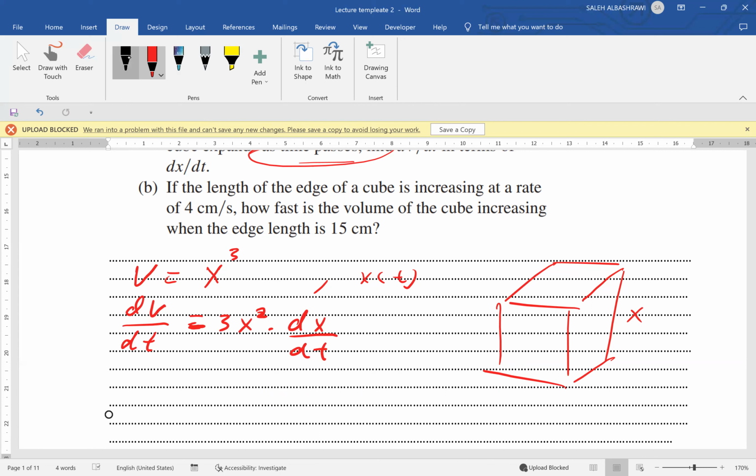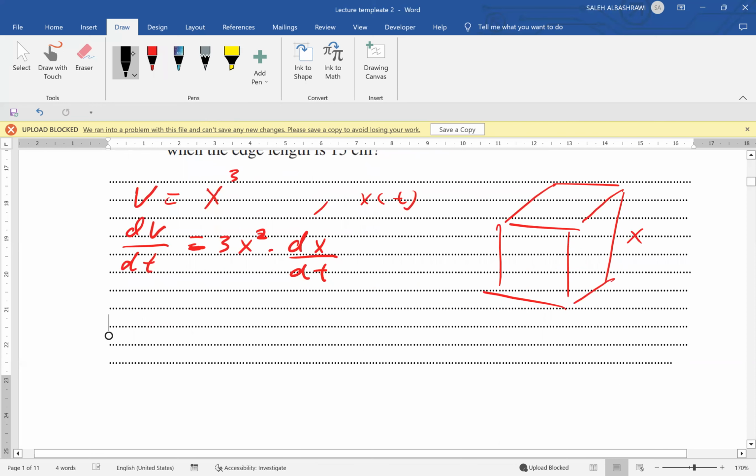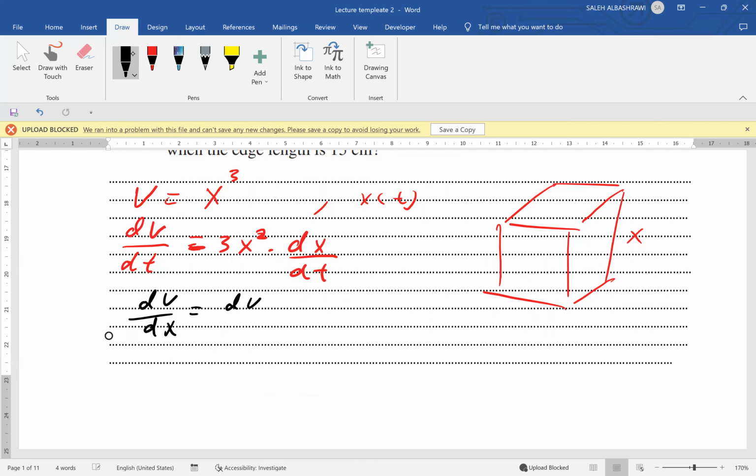Or in other words, we can say that dV by dx, since I don't have time explicitly, I can do a small trick about this one. This can be written as dV by dt, or I'm sorry, this should be dt. It can be written as dV by dx multiplied by dx over dt.